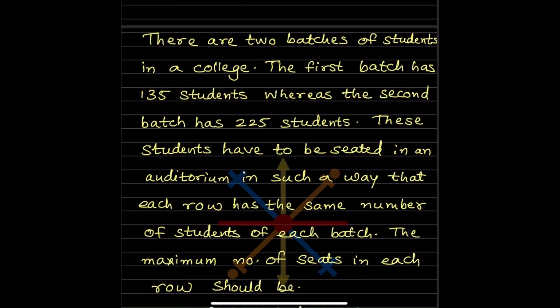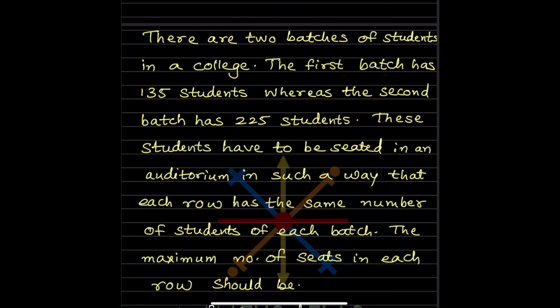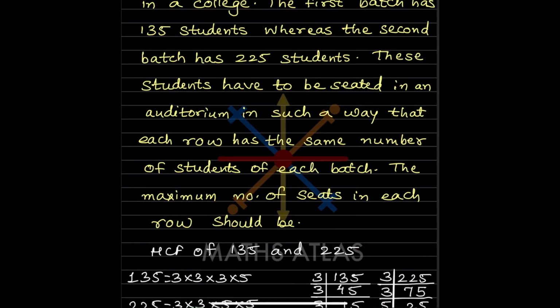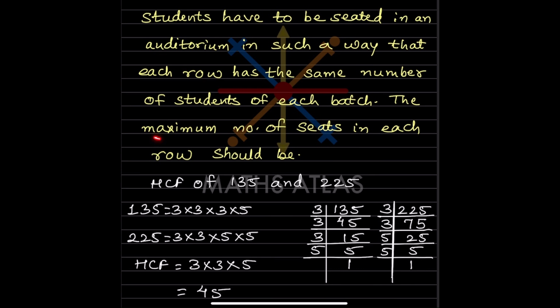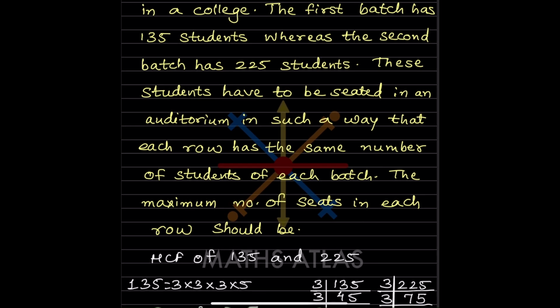There are two batches of students in a college. The first batch has 135 students, whereas the second batch has 225 students. These students have to be seated in an auditorium in such a way that each row has the same number of students of each batch. The maximum number of seats in each row should be, they said. So whenever it is maximum, you will take the HCF of these numbers.